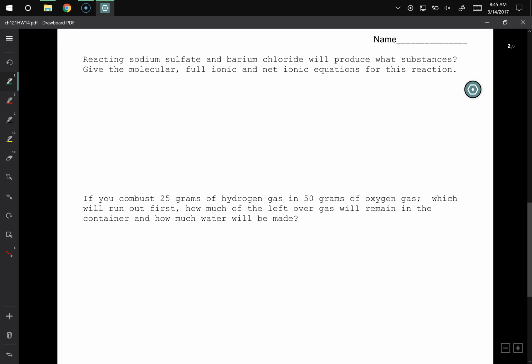So we're going to react sodium sulfate with barium chloride, and we're going to produce some substances. I want you to give me the molecular, full ionic, and net ionic for this reaction. Okay, so I got to start off with Na2SO4, and I'm going to mix that with BaCl2. And I'm going to get these guys to switch. So I'm going to have table salt, and I'm going to have barium sulfate.